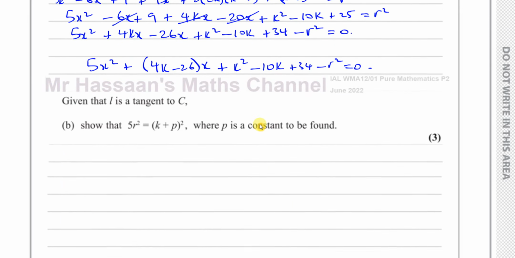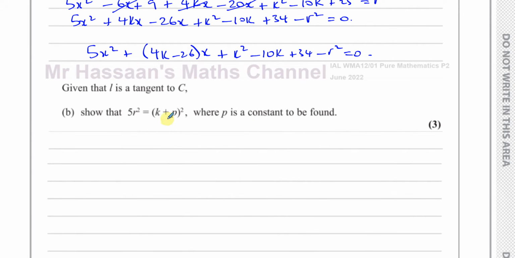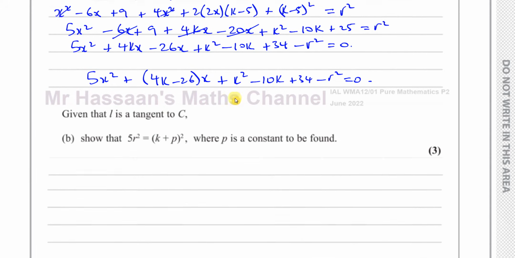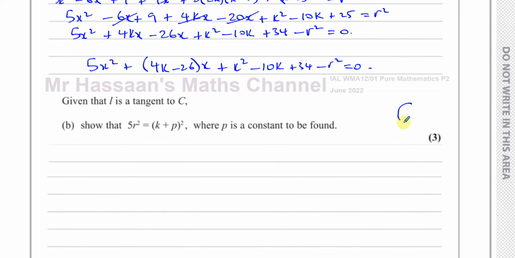Then it says, given that L is a tangent to C, show that 5r squared equals k plus p squared, where p is a constant. Now, if the line is a tangent to the circle, then there will only be one intersection. When the line intersects the circle in 2 points, at 2 places, there will be 2 solutions to the equation which gives us the intersection. So this is the equation that gives us the intersection, and we know that there's not 2 solutions, there's not no solution, there is one solution. It's called a repeated root, one solution, where the tangent touches the circle.